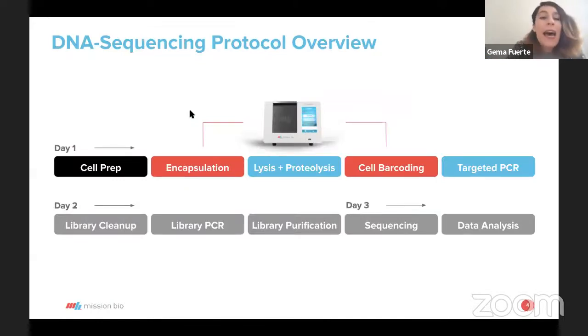Let's just see quickly which steps are done on the Tapestri platform and which ones are done on the bench. So as I said, cell prep, I'm not talking about that today. That is, of course, done on the bench. Then you have encapsulation and cell barcoding, which are steps done on the Tapestri platform. And then lysis and targeted PCR of the Tapestri platform on a thermocycler. That's for day one. And then you have day two for library preparation and day three for sequencing, although you could even start the sequencing on day two at night.